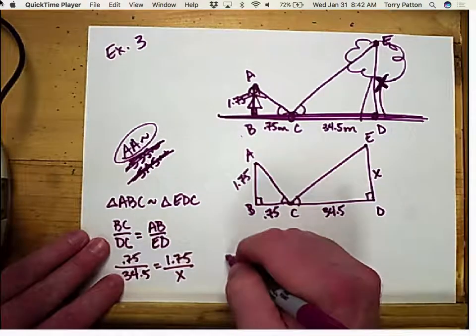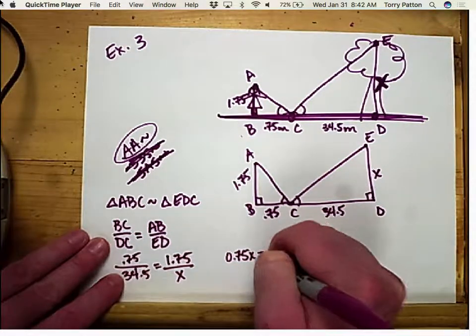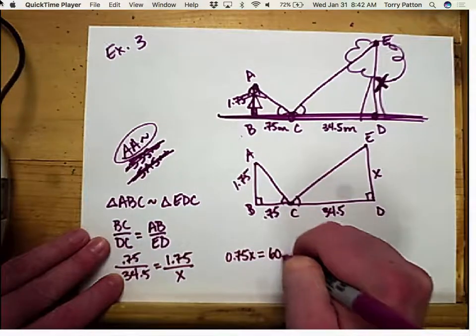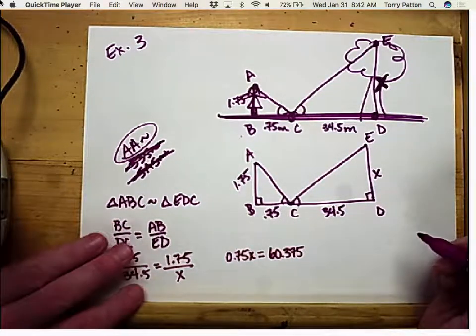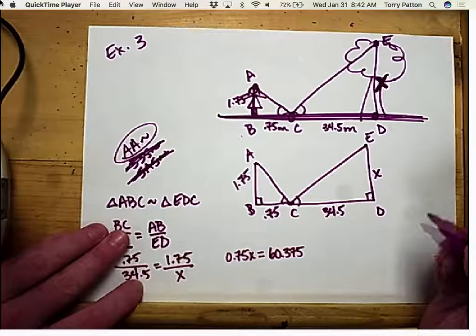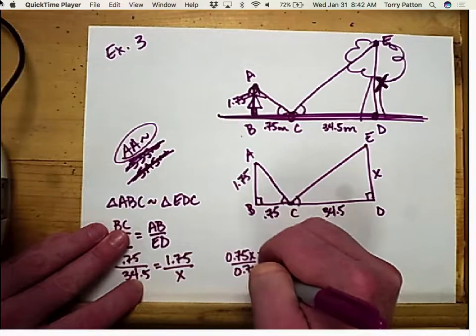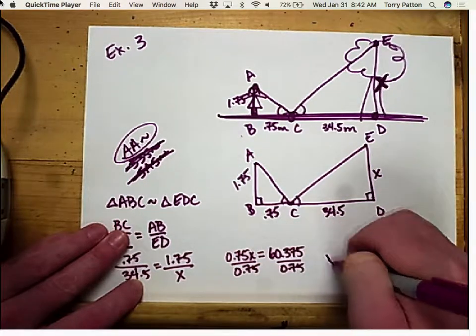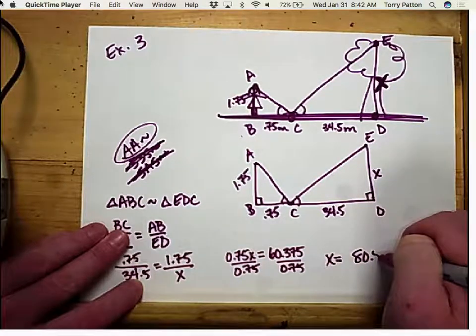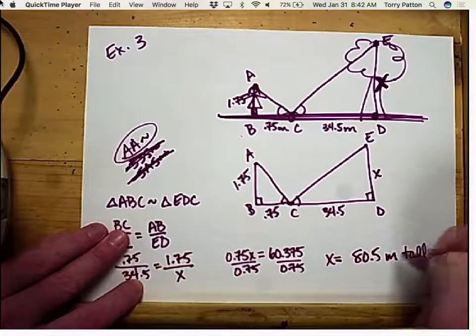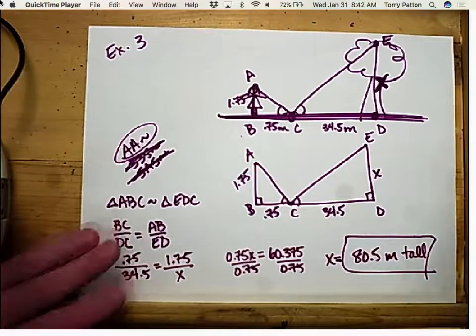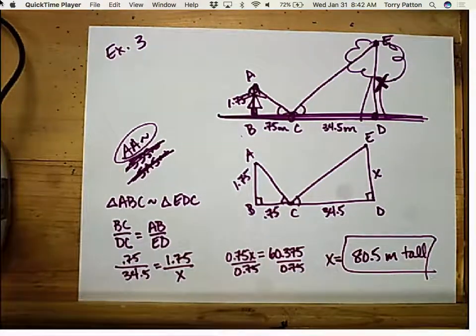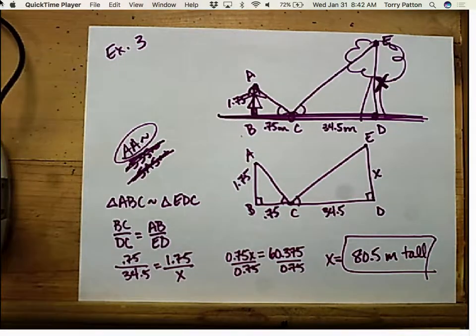If you cross multiply there, you get 0.75X equals 60.375. Then how do we figure out what X is? Divide both sides by 0.75, and you get 80.5 meters tall. That is a tall tree. It's like 240 feet. Okay? Yeah, it's like a 24-story building. Okay? Tall tree. Does that make sense, though?